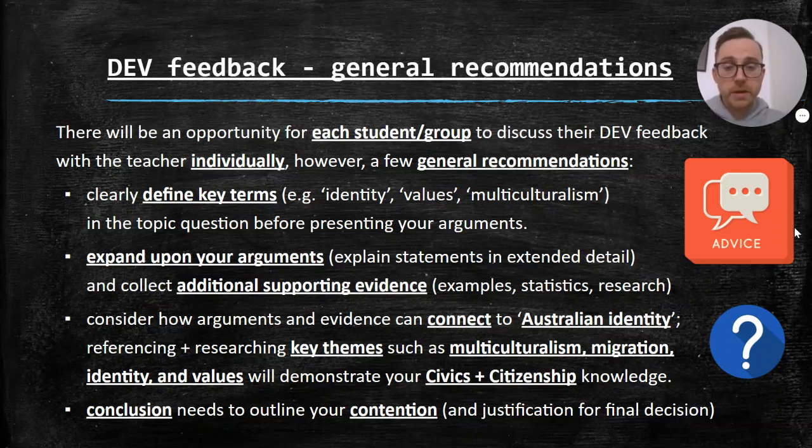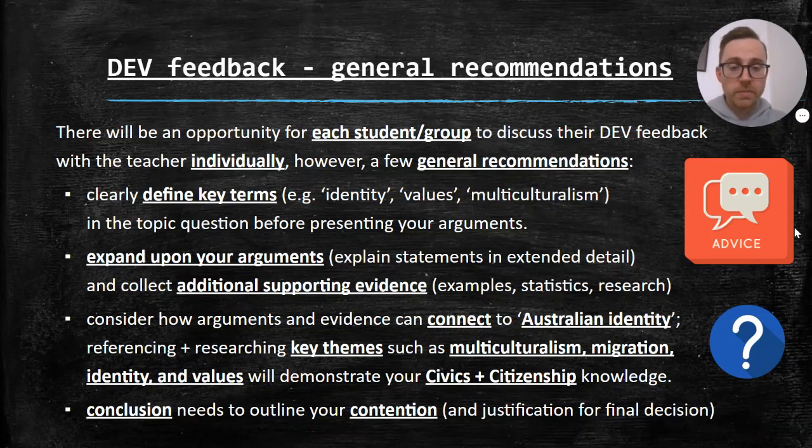Consider how arguments and evidence can connect to Australian identity. As we look at the CAT rubric today, and even in the dev rubric, one of the things you're being assessed on is, are you connecting your topic, your arguments, to the overall topic of civics and citizenship in term 1, which was Australian identity.